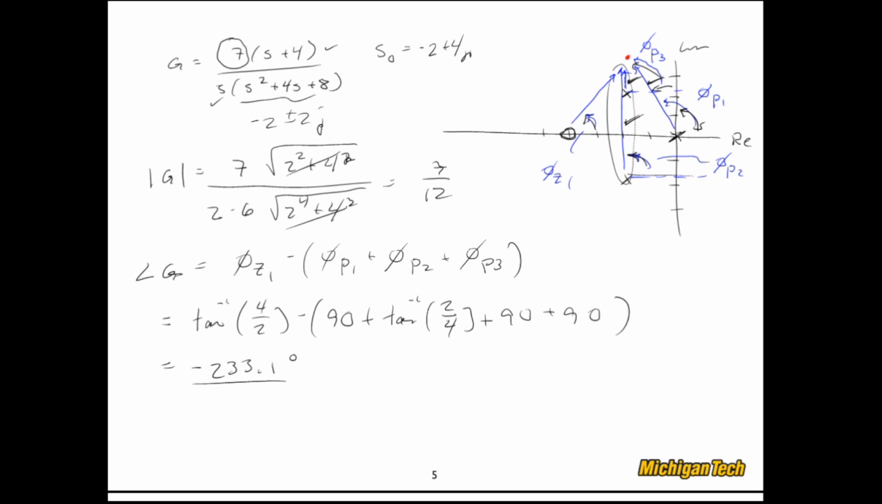So that's the end. That's how you get the magnitude and phase of a transfer function, either graphically or just by plugging in the complex number of interest, in this example, negative 2 plus 4j.